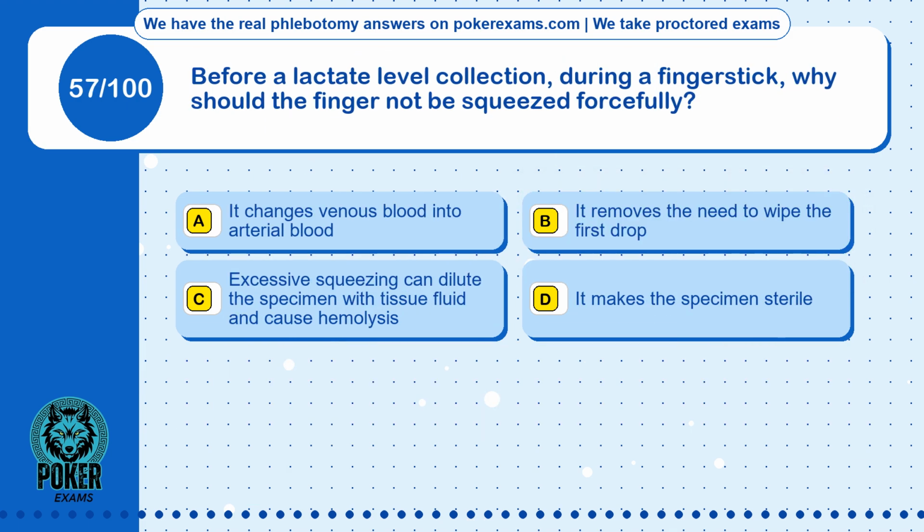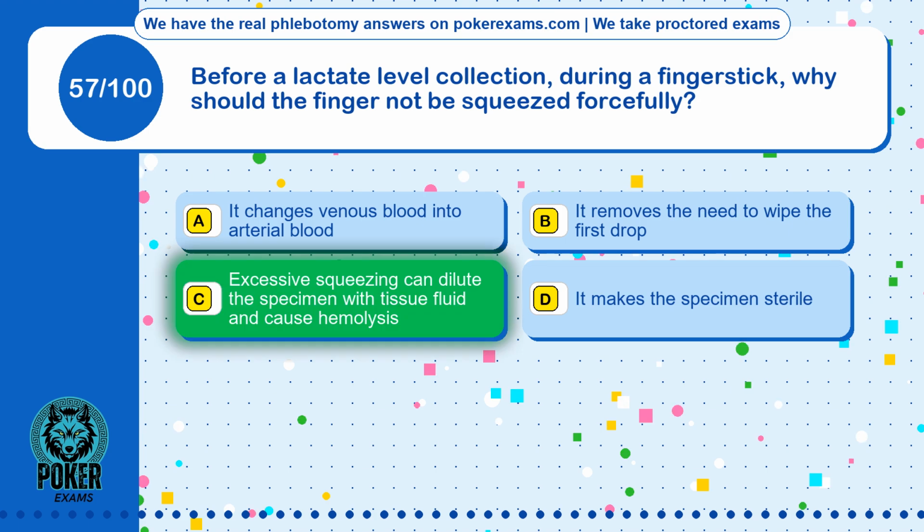Question 57. Before a lactate level collection, during a finger stick, why should the finger not be squeezed forcefully? Option A. It changes venous blood into arterial blood. Option B. It removes the need to wipe the first drop. Option C. Excessive squeezing can dilute the specimen with tissue fluid and cause hemolysis. Option D. It makes the specimen sterile.